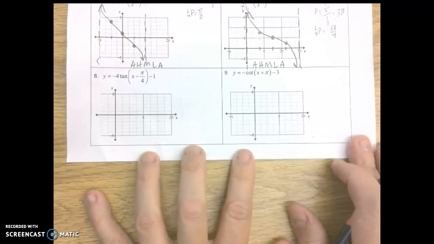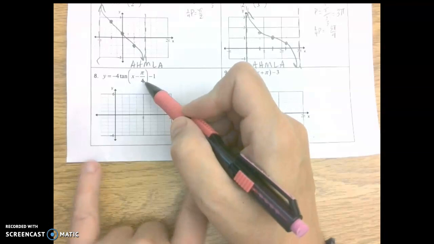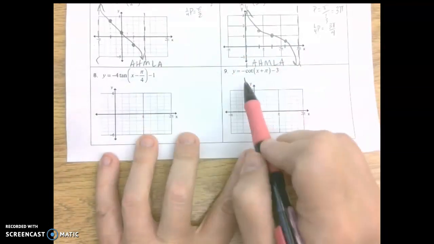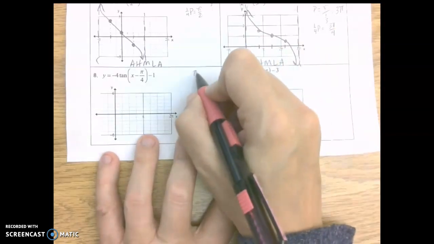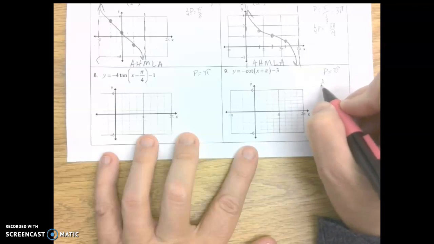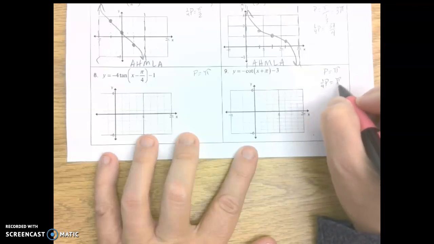Okay, now these down here, these are all phase shifts, so it's good to see our phase shifts. Now there's no frequency change, so the periods will all be pi here. And so my quarter periods are going to be pi over 4.